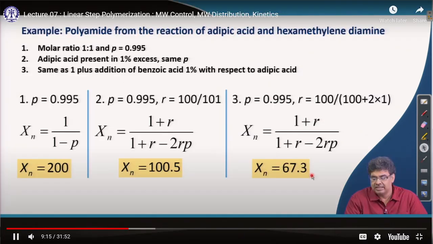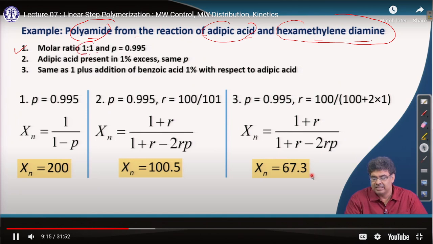Now by solving this numerical problem, you will be able to understand the effect of unbalancing the concentration of Na and Nb monomers, or if you are going to use an isomer, how it will affect the degree of polymerization. See what this example is explaining: polyamide from the reaction of acetic acid and hexamethylene diamine. You are going to make polyamide by the reaction of acetic acid and hexamethylene diamine. So the first condition is a molar ratio of 1 by 1.